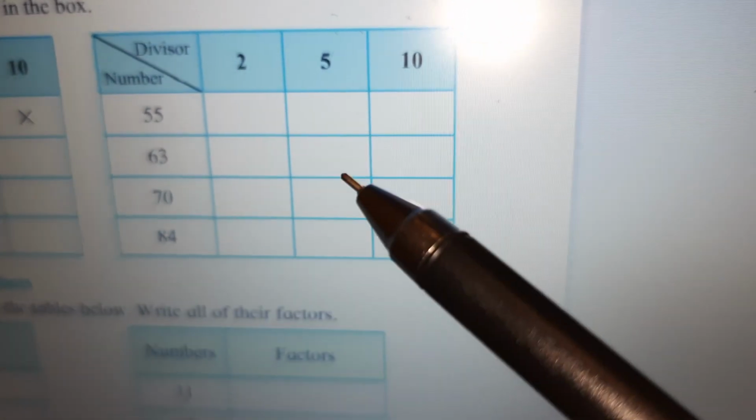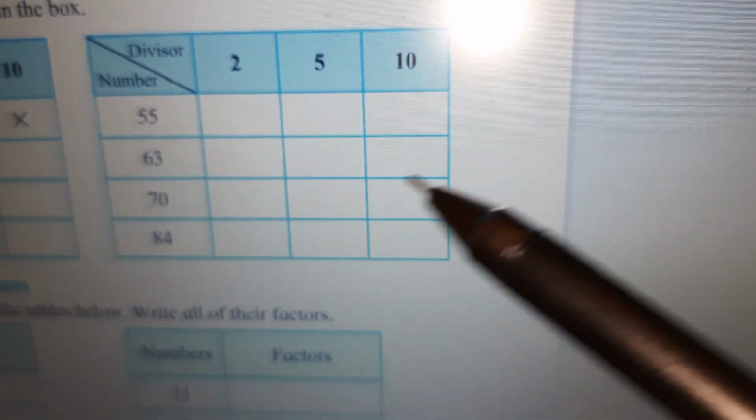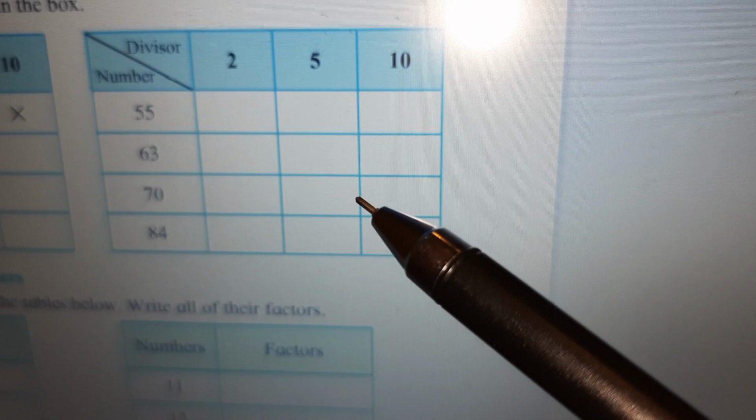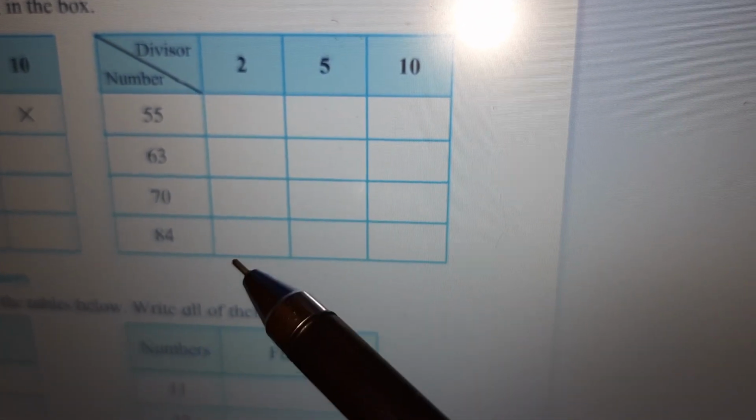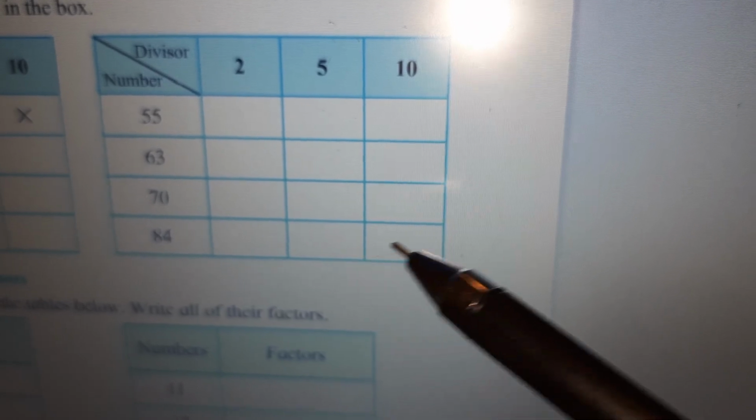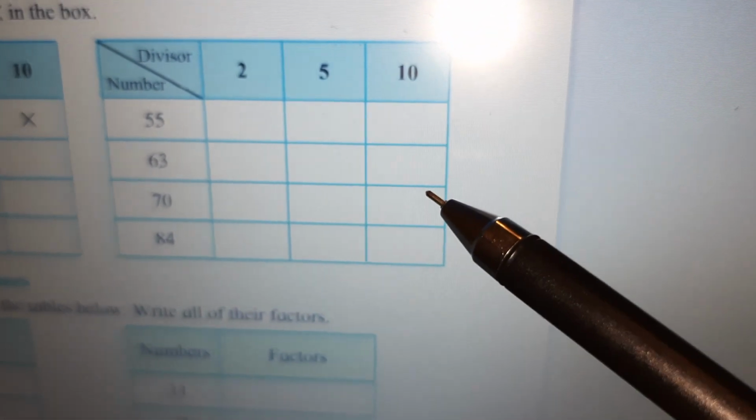63 for 2 it will be no. 5 also no. 10 also no. So all 3 x, x, x. 70 for 2 yes. 5 also yes. 10 also yes. All 3 tick marks. 84 for 2 it will be yes. 5 and 10 no. So this is for your homework. This table is for your homework, children.